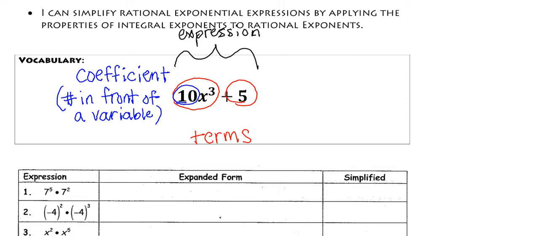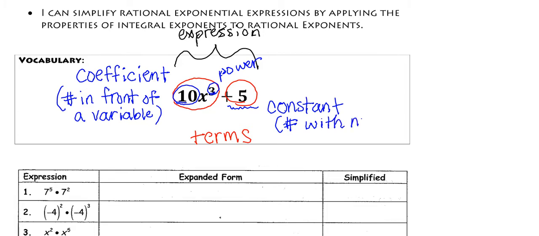The 3, or cubed, is the power of the exponent. And then this 5, I'm going to underline it, is a constant. Okay, that just means it's just a number. There's no variable with it. A number with no variable.